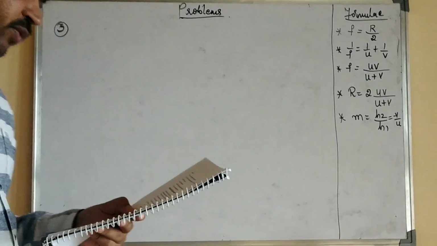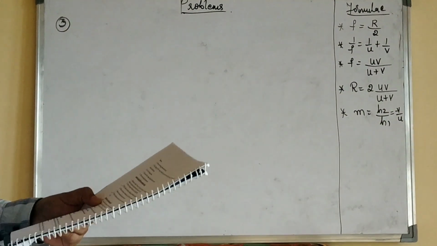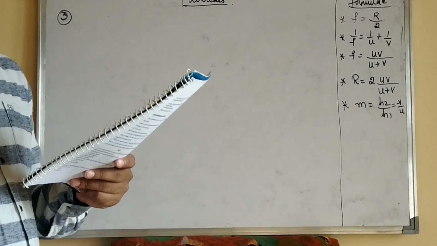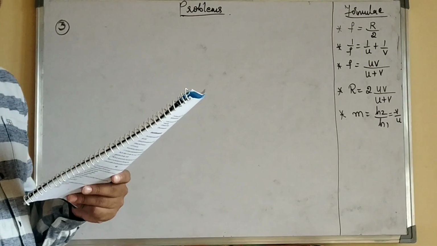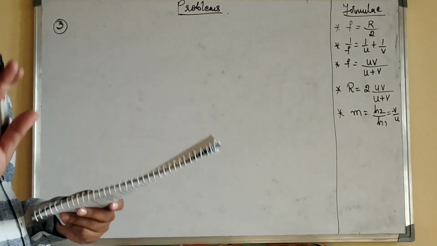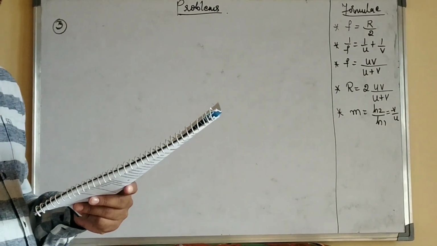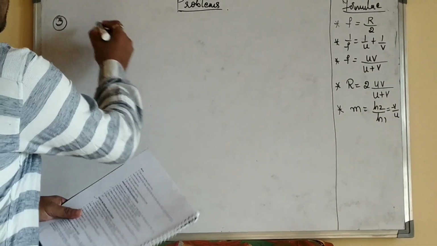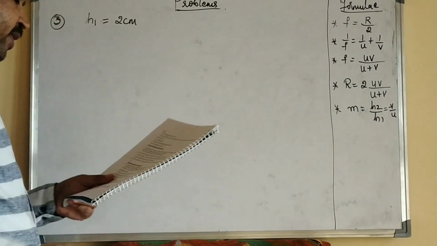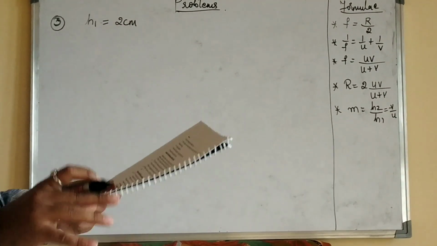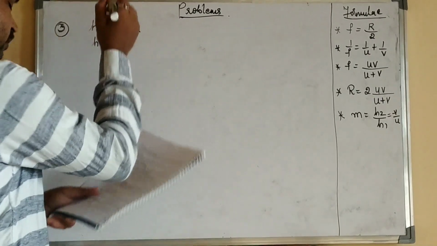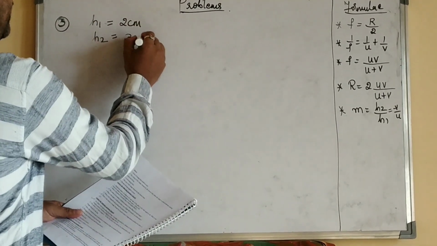Now students, moving to the third problem, that is for 2 marks. Okay, it's a 2 marks problem. Now see here. An object 2 centimeter high produces a real image 3 centimeter high. So there is an object whose height is 2 centimeter. Object means what? H1. So it is 2 centimeter. Then which produces a real image, it seems. That real image height is also given. That is 3 centimeter.